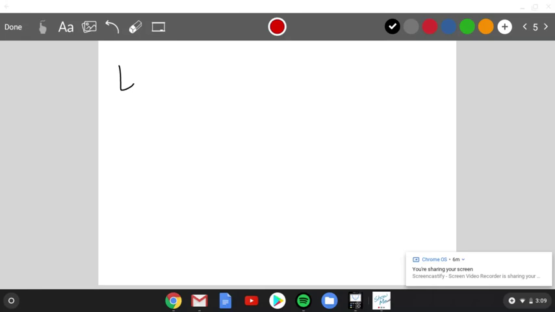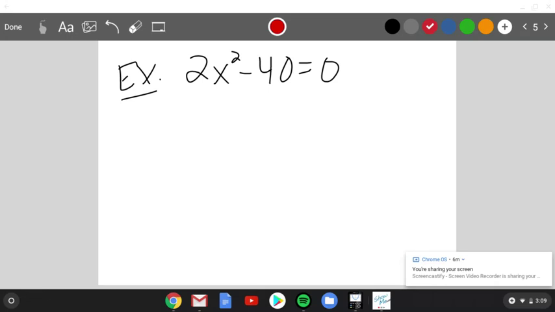Let's try 2x squared minus 40 equals 0. So we need to get the x squared by itself. We're going to add 40.